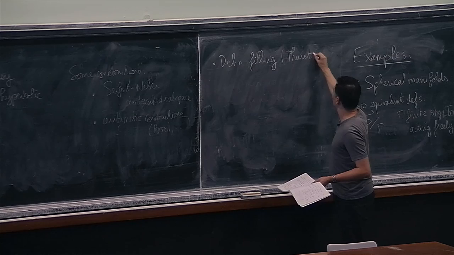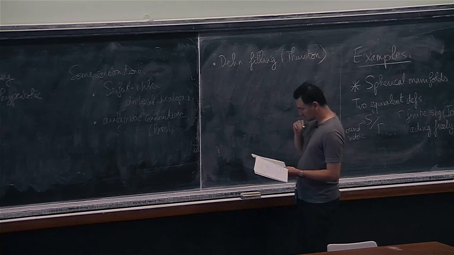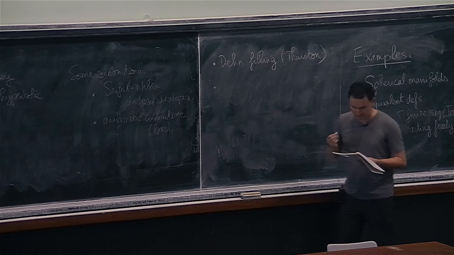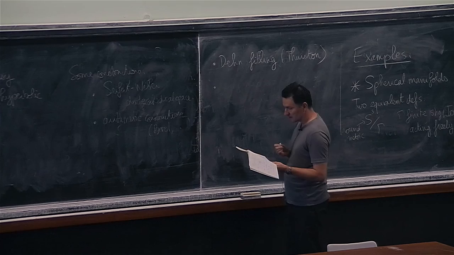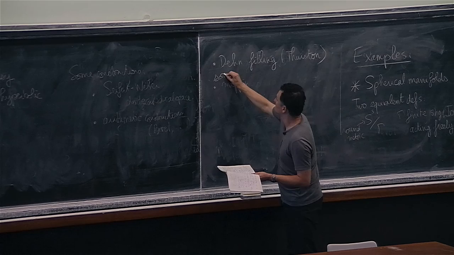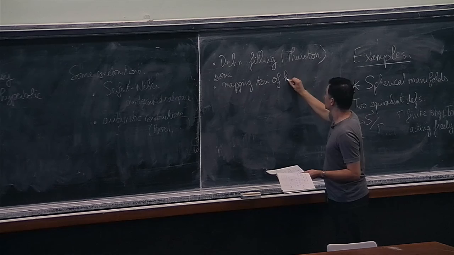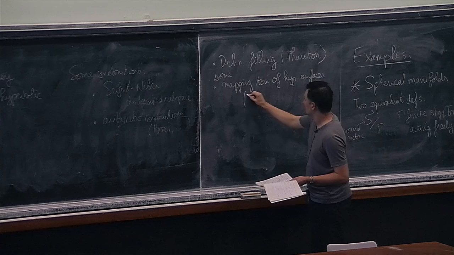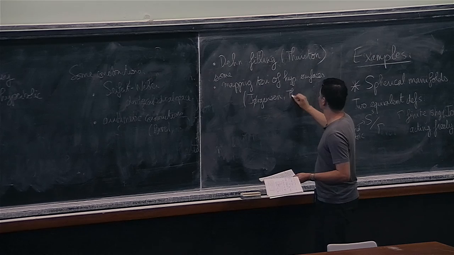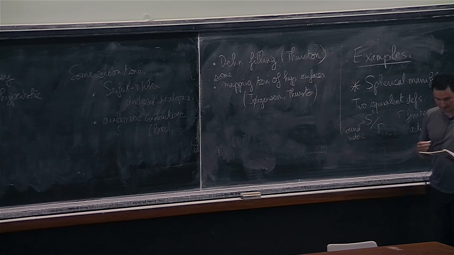And so maybe I'll talk a bit about it later. And then, since some of you mentioned mapping tori, some mapping tori of hyperbolic surfaces are hyperbolic three-manifolds. Again, I think the first example is due to Jørgensen, and the general theory is due to Thurston, and it's a difficult theorem.